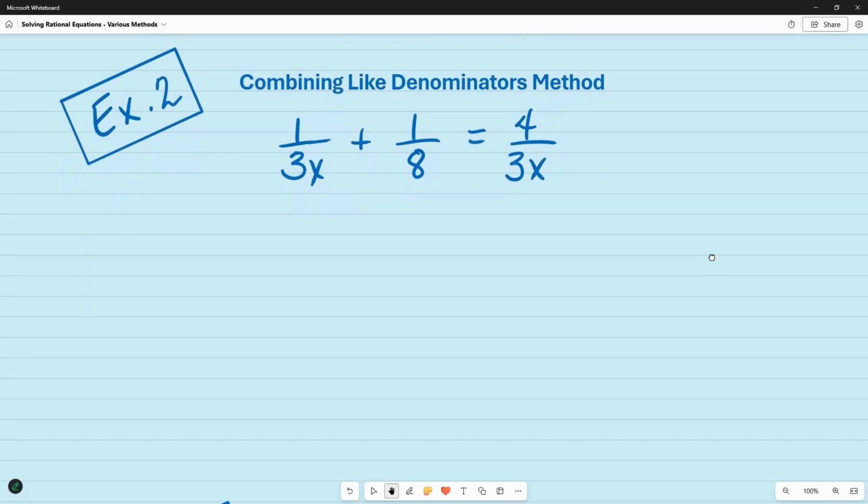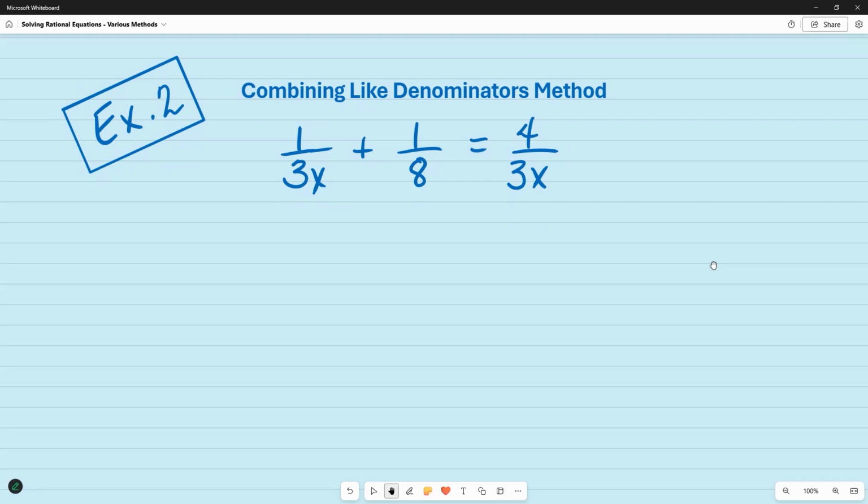Example 2, I'm combining like denominators. I don't know that these are the specific names for these methods. This is just what I call them in class. Combining like denominators simply means that I see that both of these denominators are the same. However, they are on opposite sides of the equation. So what I would do is take one of them and move it to the other side.